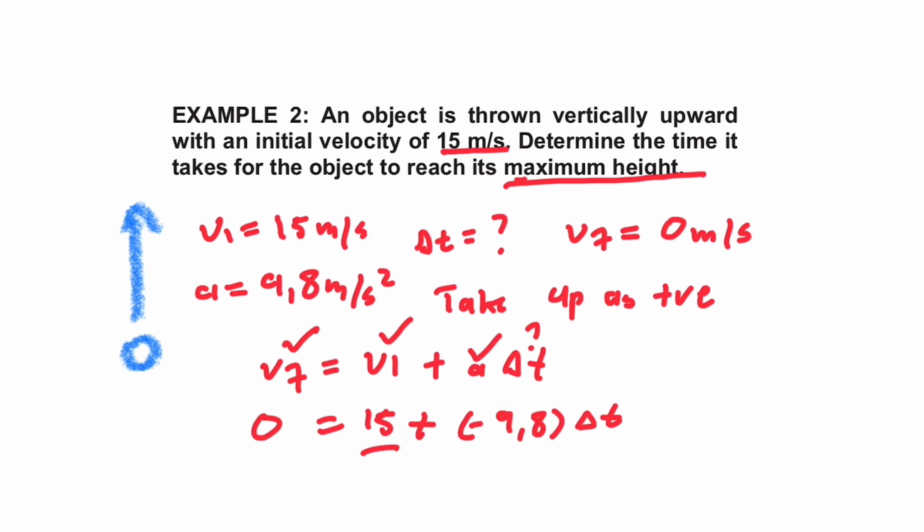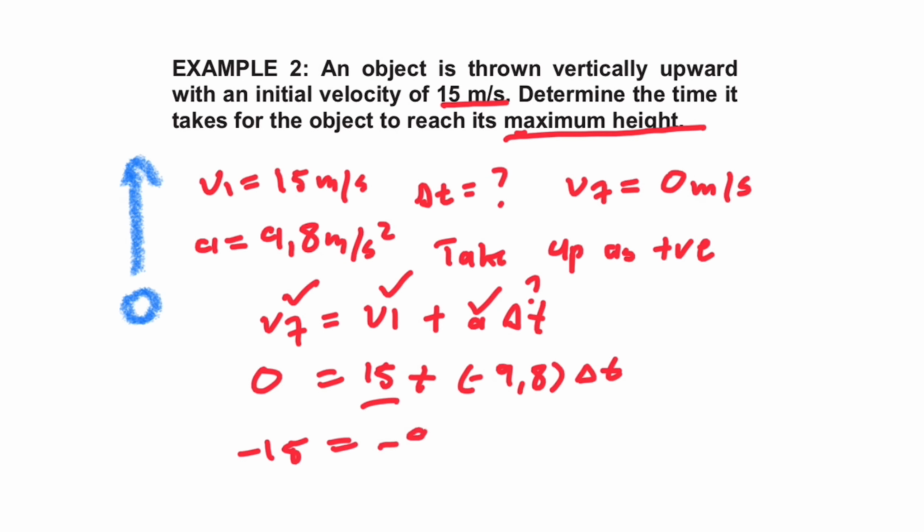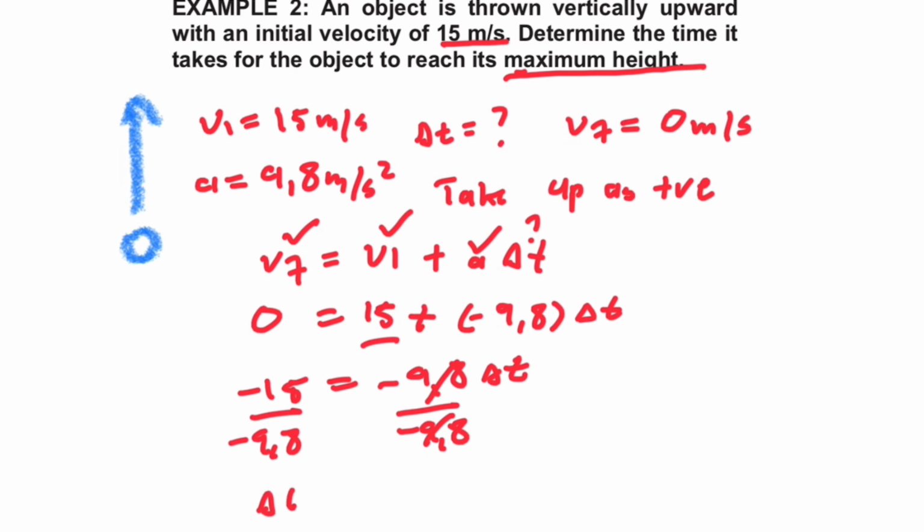We'll take 15 to the left hand side. If we do that, we're going to get minus 15 equals minus 9.8 delta t. If I divide both sides by minus 9.8, I have delta t. So let me go ahead and do that. So I'm dividing by minus 9.8 on both sides. If I do that, I'm going to have delta t equals 1.53 seconds. With time, we don't have to worry about direction. It is a scalar and not a vector.